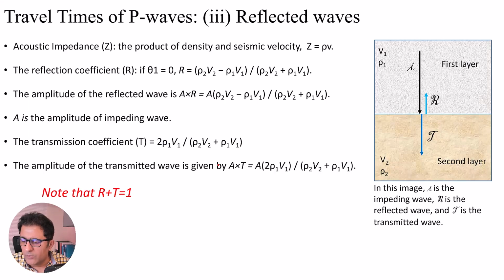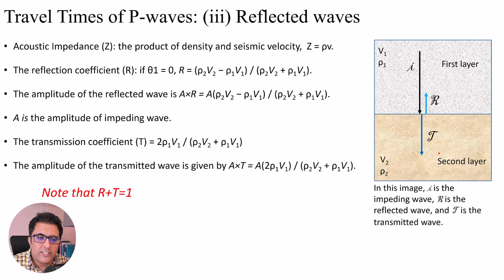Assume that we have a seismic wave with an incident angle of 0, so it hits the surface vertically, and as a result a fraction of the energy is reflected back to the surface and a fraction of the energy is transmitted to the second layer.